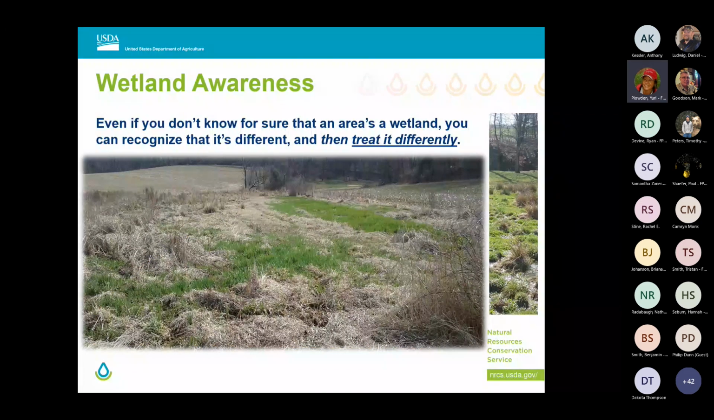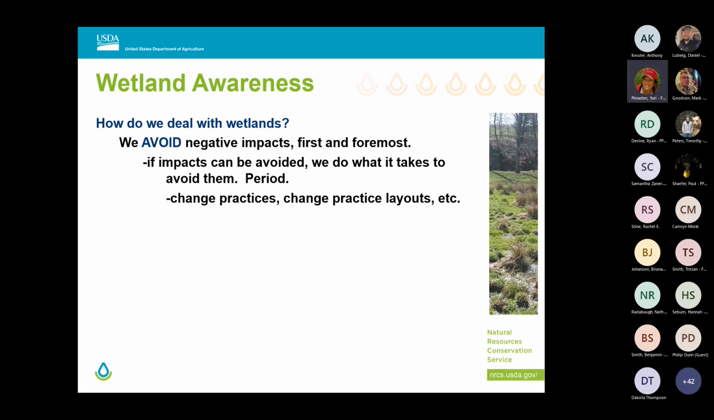So even if you don't know for sure that an area is a wetland, you can recognize that it's different and then treat it differently. So how do we deal with wetlands? First of all, we have to avoid negative impacts first and foremost. If impacts can be avoided, we do what it takes to avoid them, period. Just avoid them. That might mean that you have to change the practices, change your practice layouts, etc.